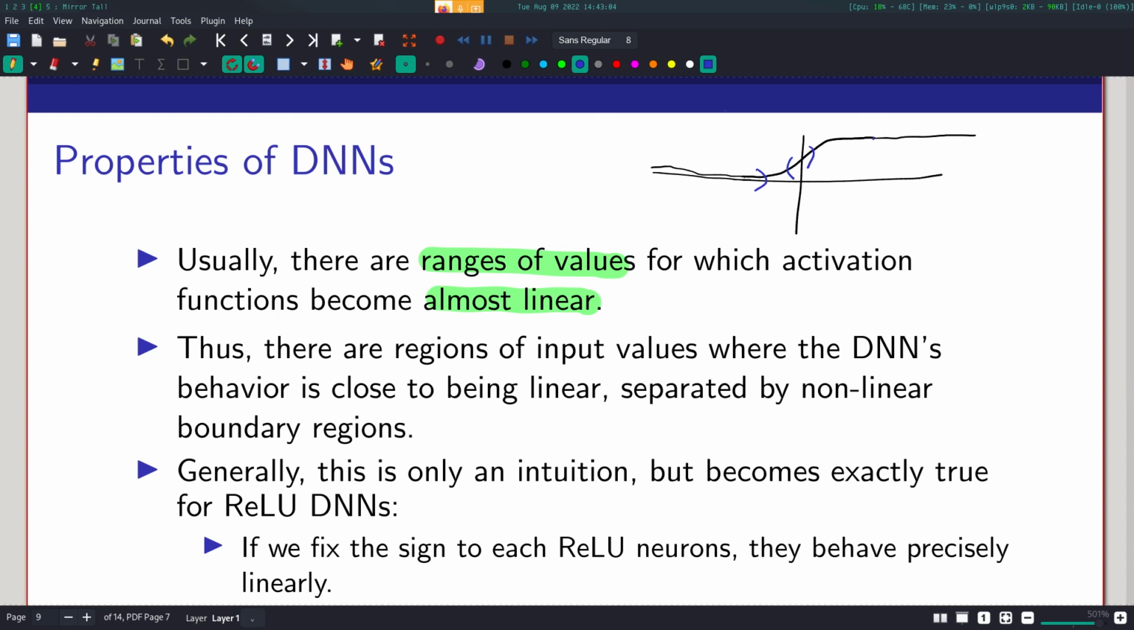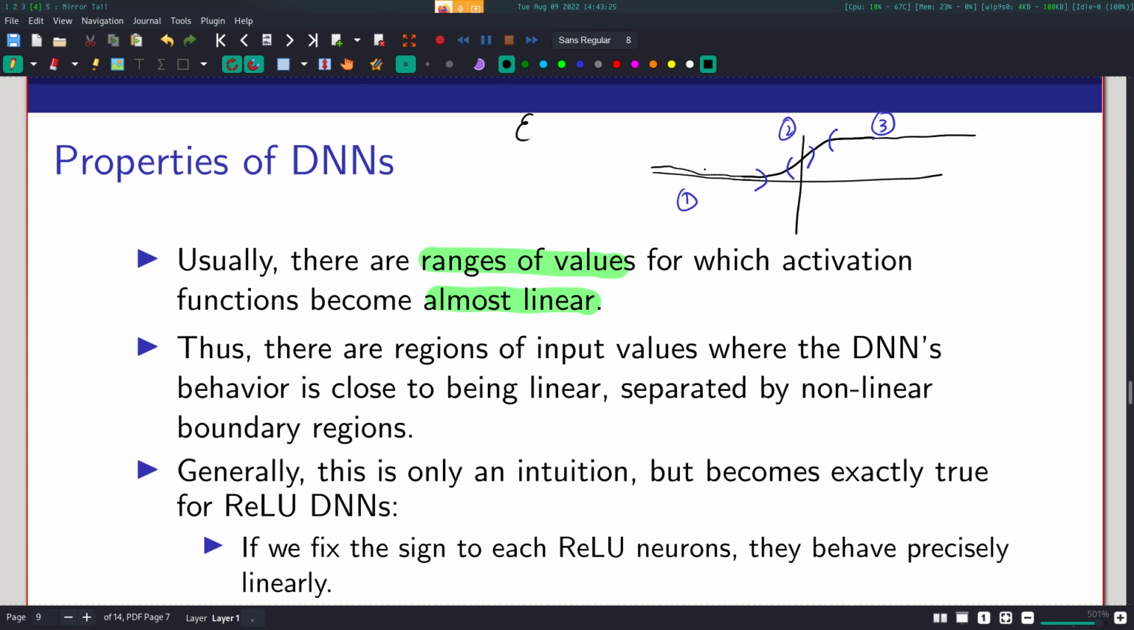So I've got 3 such regions. Region number 1, number 2, and number 3, and up to some measure of accuracy, these things are almost linear in these regions, right? So it's almost linear up to some epsilon, let's say.